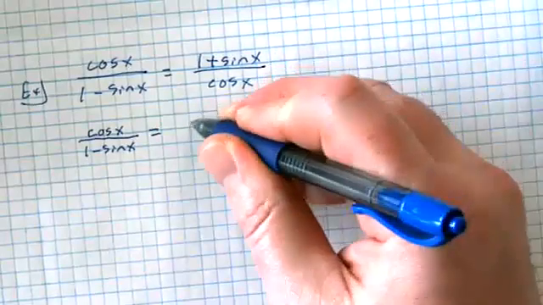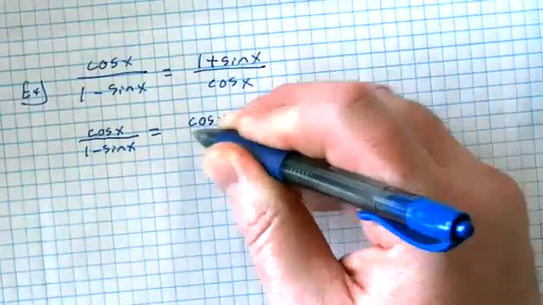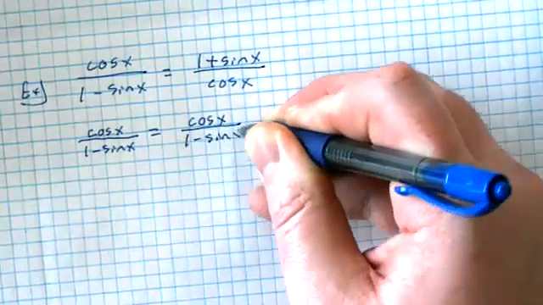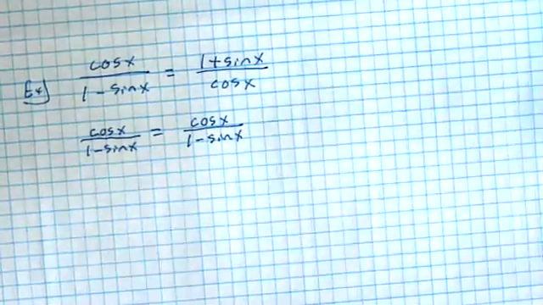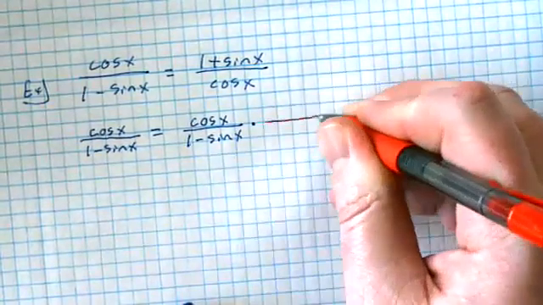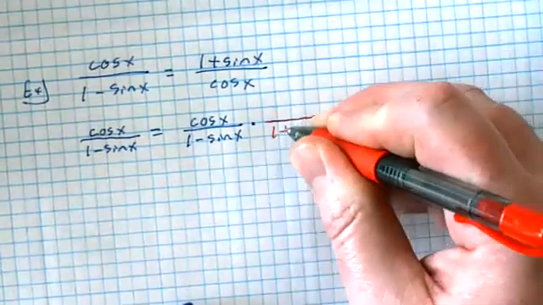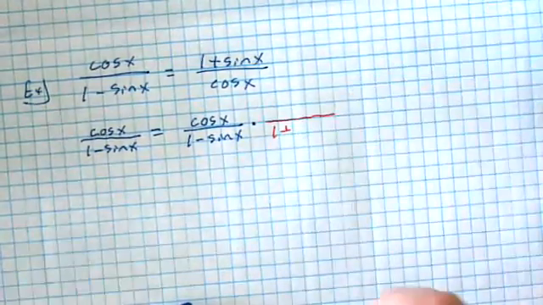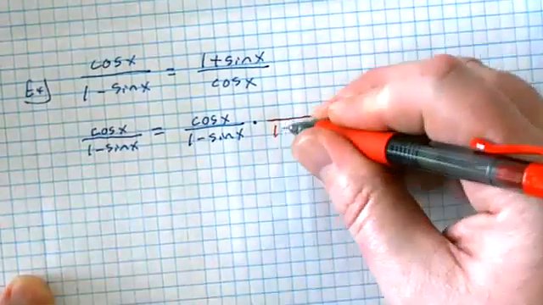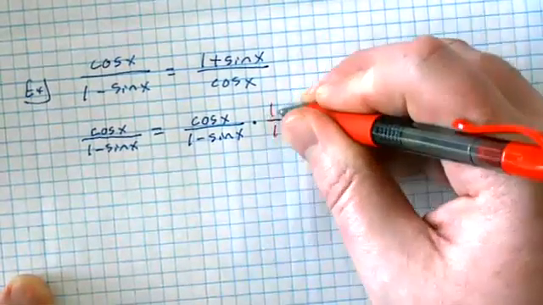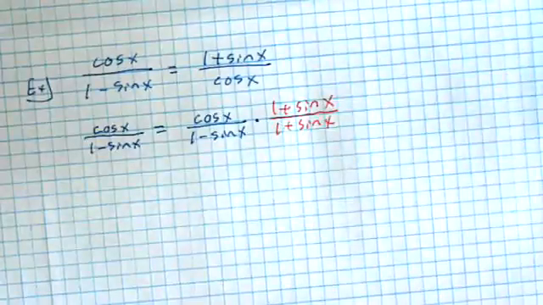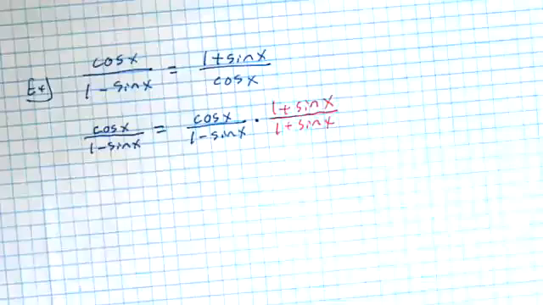There's one small change that I would like you to make to your fancy version of 1. Your instinct is right on track. We're going to multiply this by a fancy version of 1. Your suggestion was 1 minus sine x over 1 minus sine x. We're going to do 1 plus sine x over 1 plus sine x. That's going to get rid of that middle term.